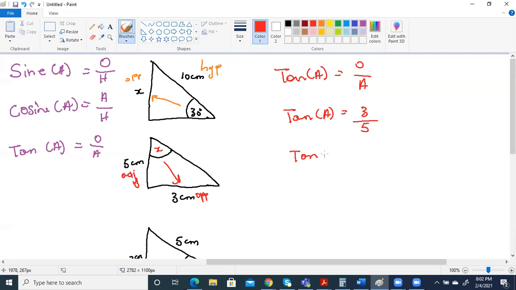I'm just going to plug this in my calculator to get a decimal so that I can work with it a little easier. So I'm just going to plug 3 divided by 5 into my calculator, and I'm going to get 0.6. So tan A equals 0.6. So we haven't as yet found the angle.